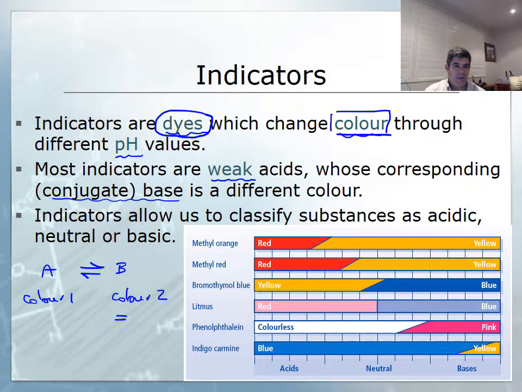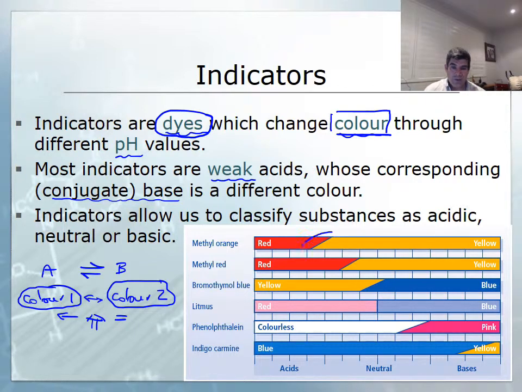And when the equilibrium is on the right, then color 2 will dominate, and when the equilibrium is to the left, then color 1 will dominate, and there will be occasions where you'll have some point in the middle where the two colors may coexist with each other. Some of the common indicators that we have used, that you may have used before too, or that will be very important, particularly for those of you carrying out some titrations.